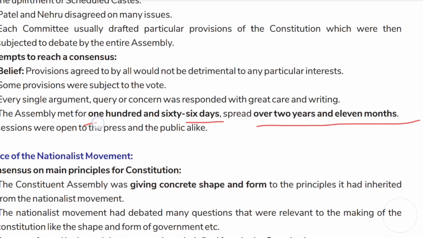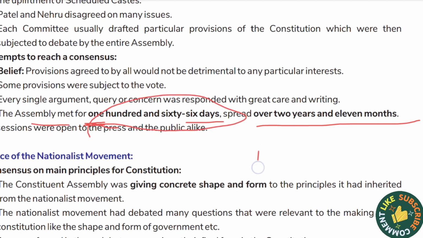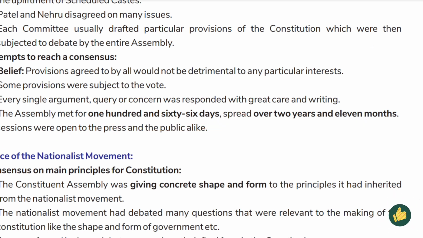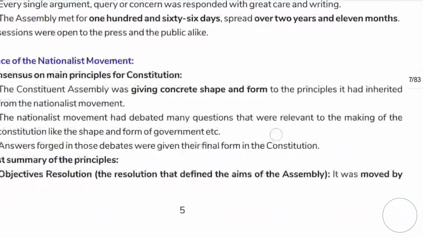The time period is very important. You have to remember that the Assembly met for 166 days over 2 years and 11 months. Its sessions were open to the press and the public alike.